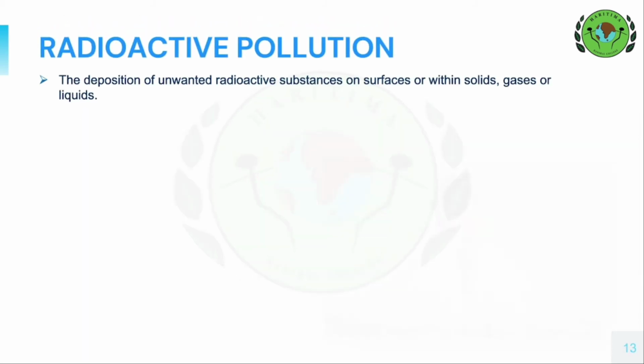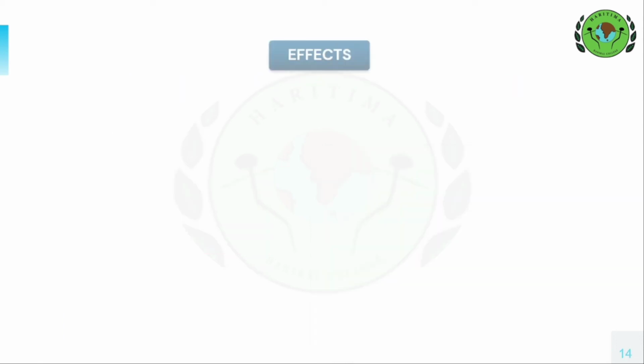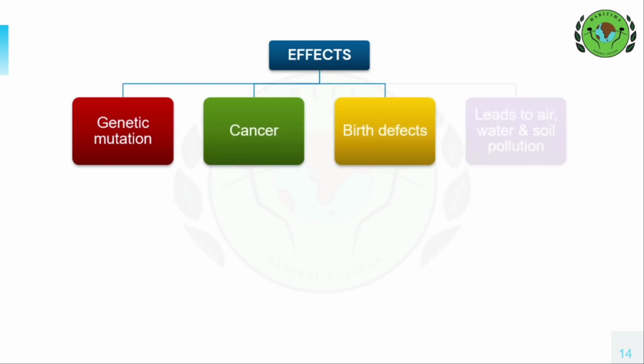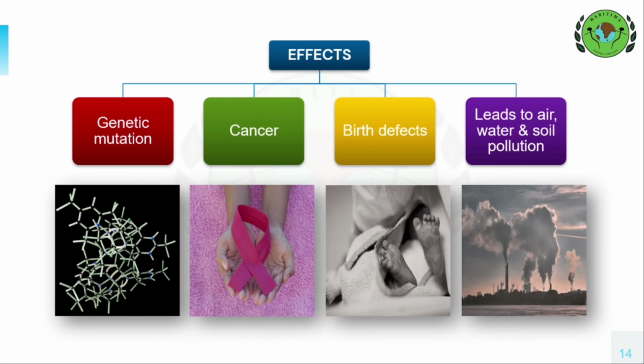Radioactive pollution. The deposition of unwanted radioactive substances on surfaces or within solids, gases or liquids. Sources can be natural or man-made. Natural sources are cosmic rays coming from outer space and radioactive material emissions in the earth's crust. Man-made sources are nuclear tests and explosions, radioactive isotopes in medical technology, uranium mining and milling. The effects of radioactive pollution can be genetic mutation, cancer, birth defects, and it leads to air, water and soil pollution.